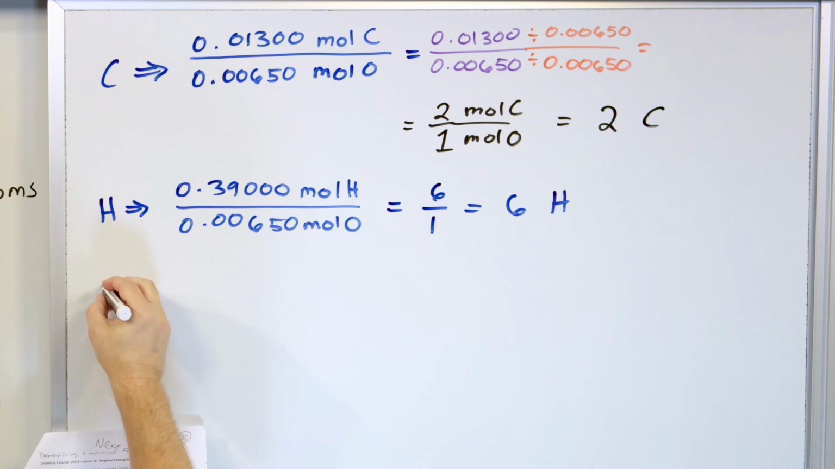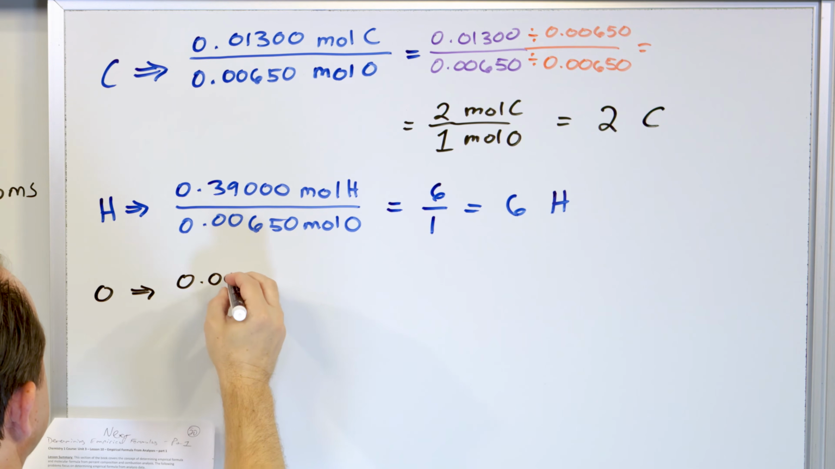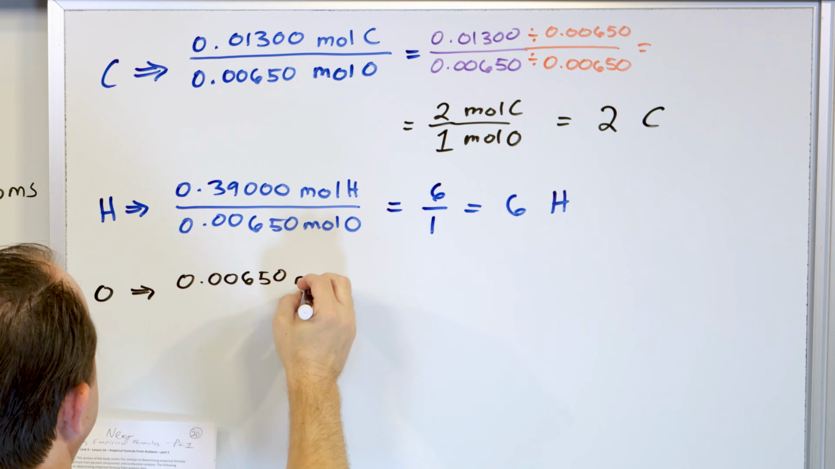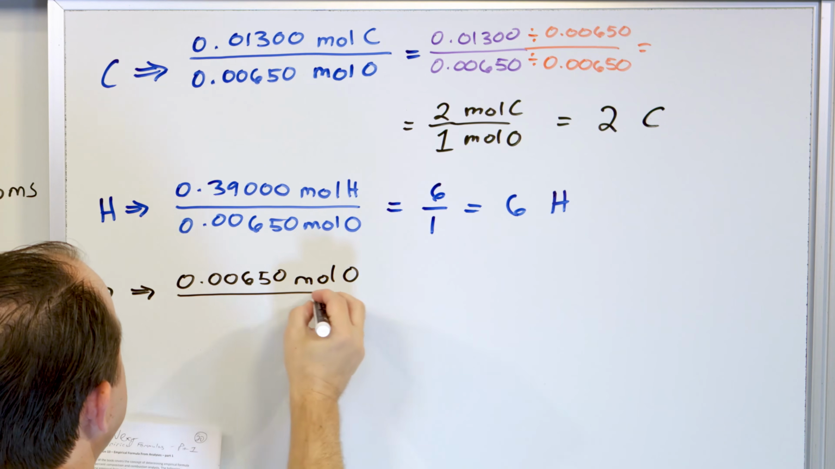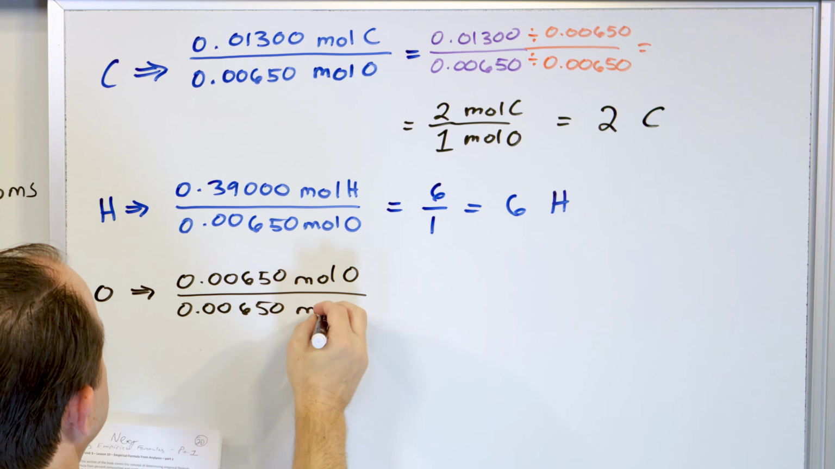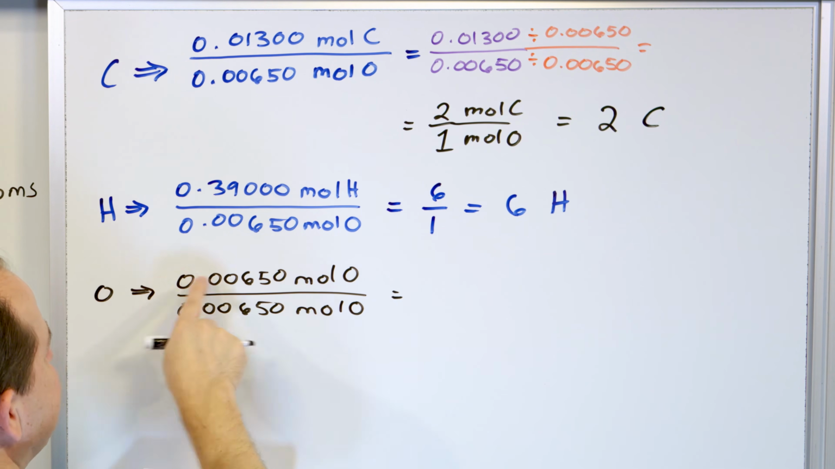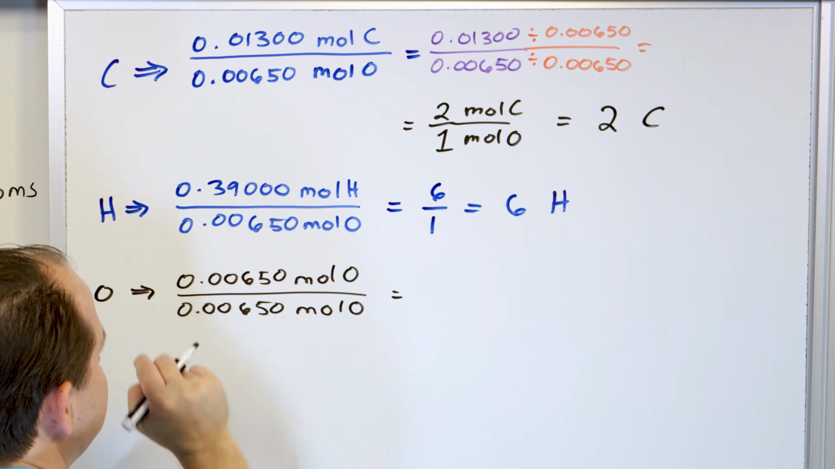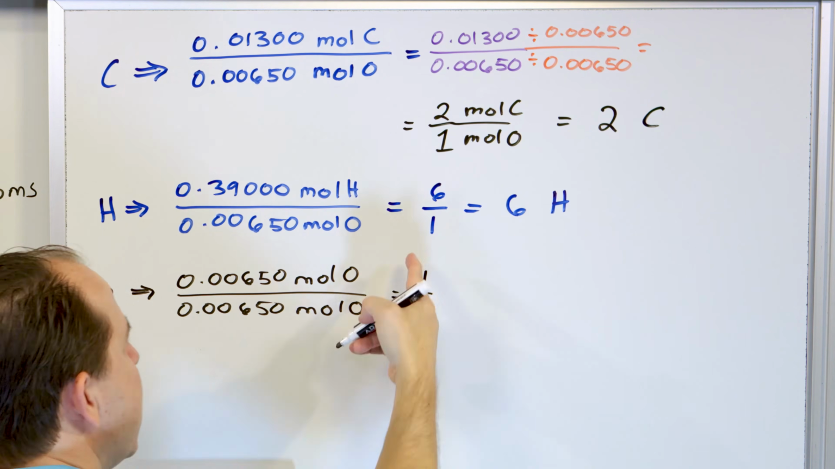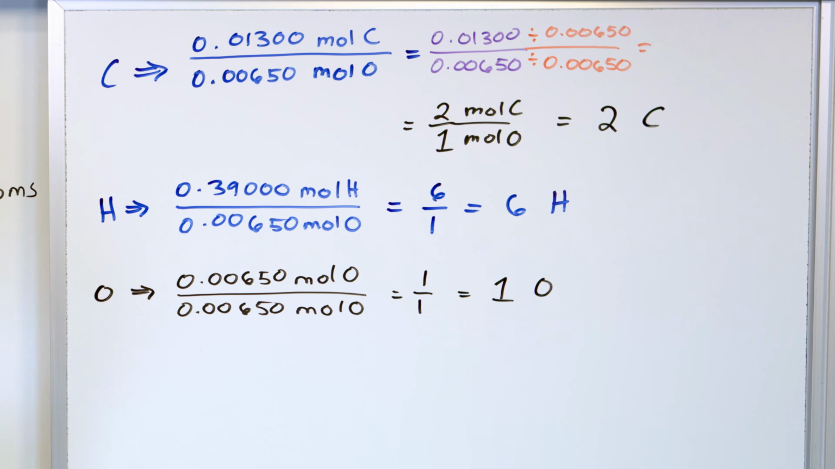Let's go find the last one for oxygen. Now for oxygen, the number was 0.00650 moles of oxygen, and we're going to divide that by the same number, 0.00650 moles of oxygen. Now, of course, I could simplify this fraction. What would I get if I divide top by this number and bottom by this number? I'm going to get 1 over 1. And I divide that, and I'm going to get 1, and that's the subscript for the oxygen.